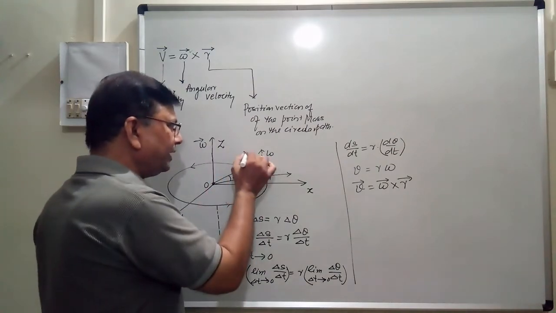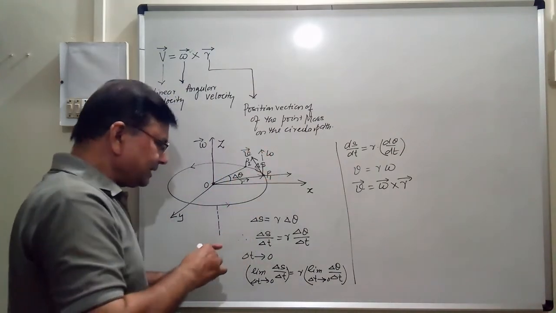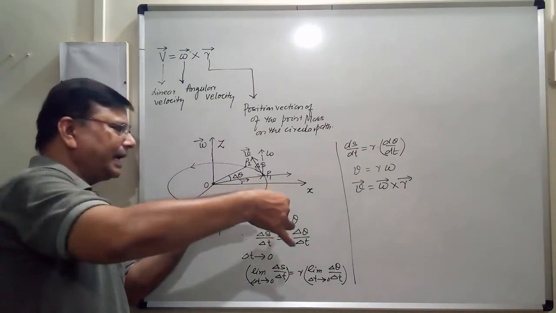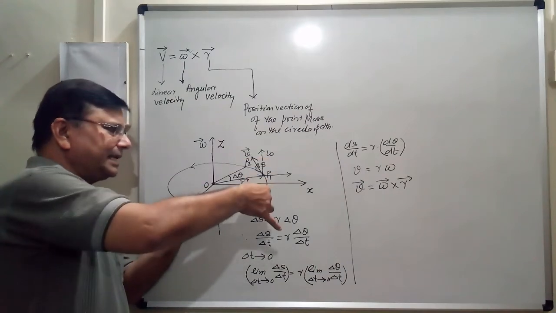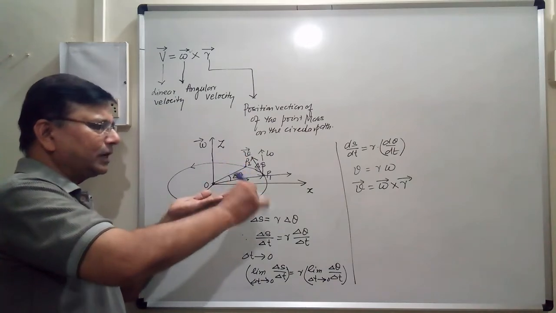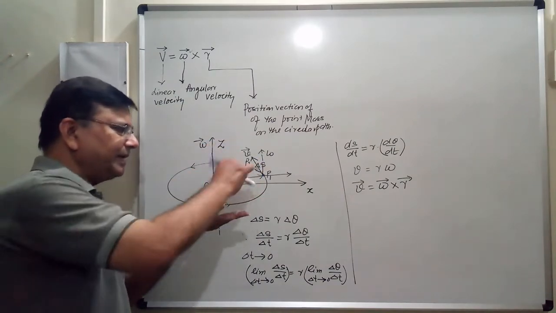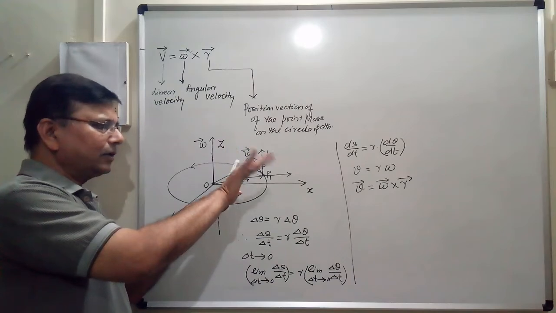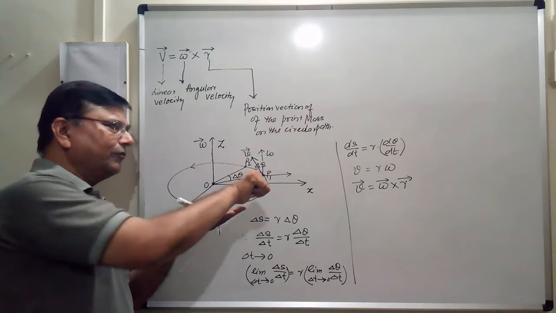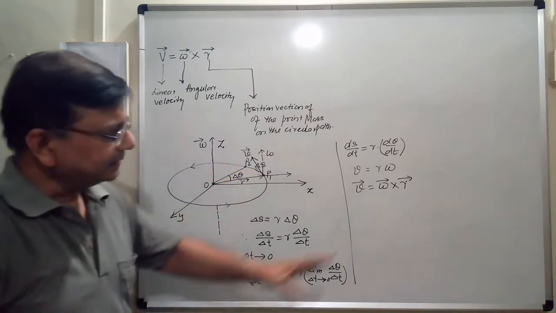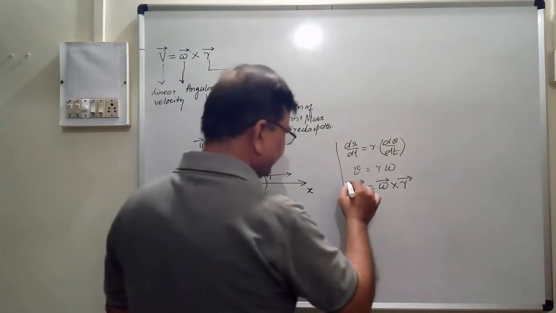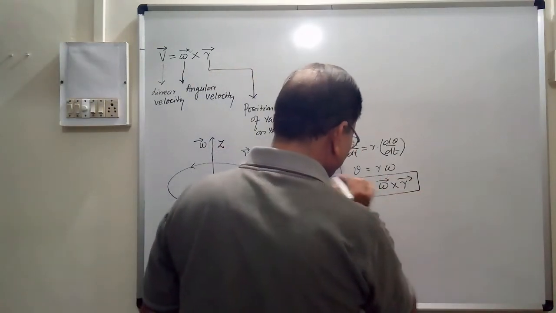This is the V vector. Since the plane is like this, the velocity vector is tangentially inside. This is omega, this is R, so omega cross R means V will be inside. This thumb tells the direction of V, and this can be shown over here. That is why we write V is equal to omega cross R. Right? So this relation could be put.